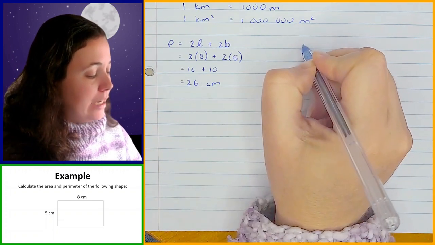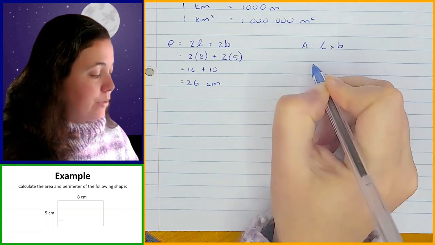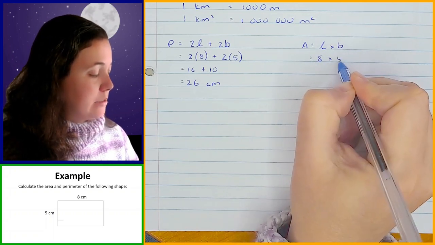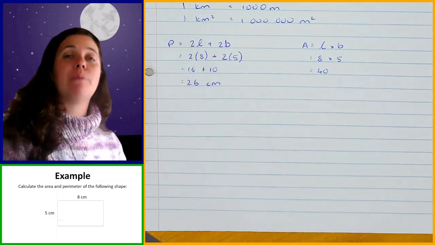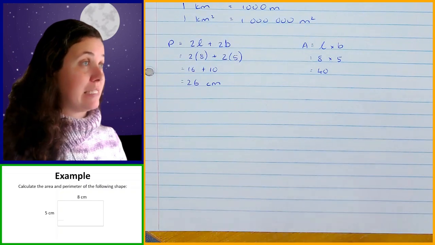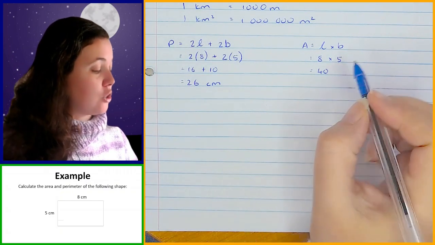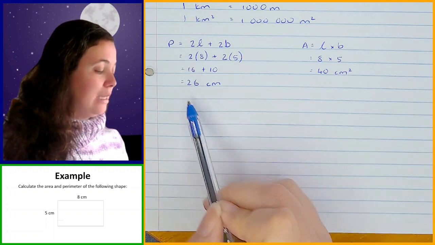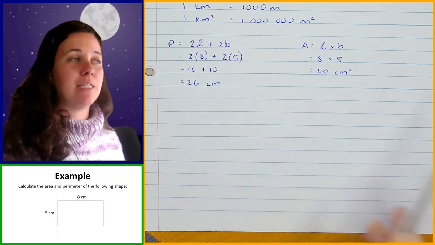Now let's have a look at our area. Okay, the area is length times breadth. That's going to be 8 times 5, which is 40. But now the area is the space inside the shape. So it is counting how many, in this case, centimeter squares fit into that shape. So it's going to be centimeters squared. So the perimeter is 26 centimeters and the area is 40 centimeters squared.